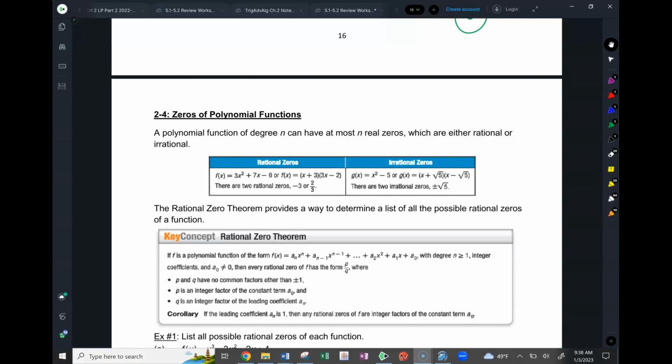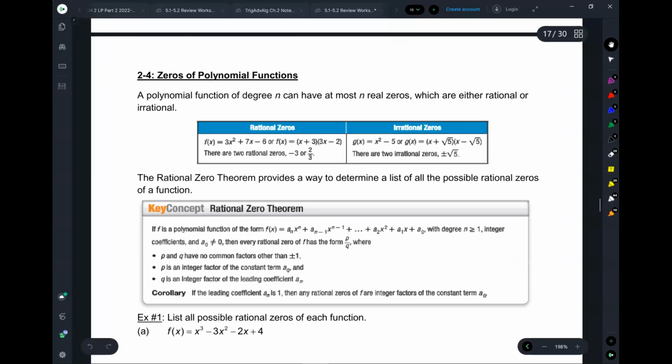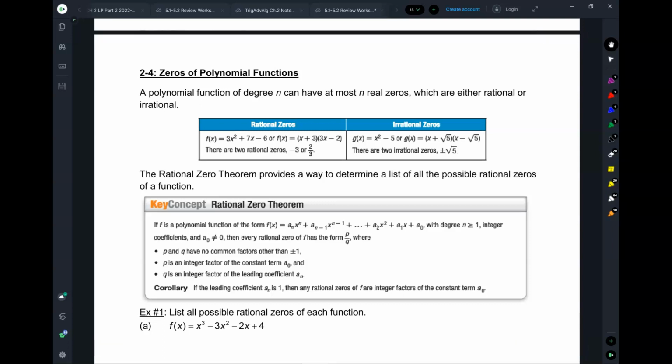Right, so this whole chapter is stuff that you've been introduced to last year, but we're just building on it this year. So let's talk about polynomial functions a little bit more. Let's talk about zeros of polynomial functions. If a polynomial function has a degree of n, then it can have at most n real zeros. And those n zeros can either be rational or irrational, right? So a zero of a function can be 3 and negative 3, or it could be root 2 and negative root 2, right?